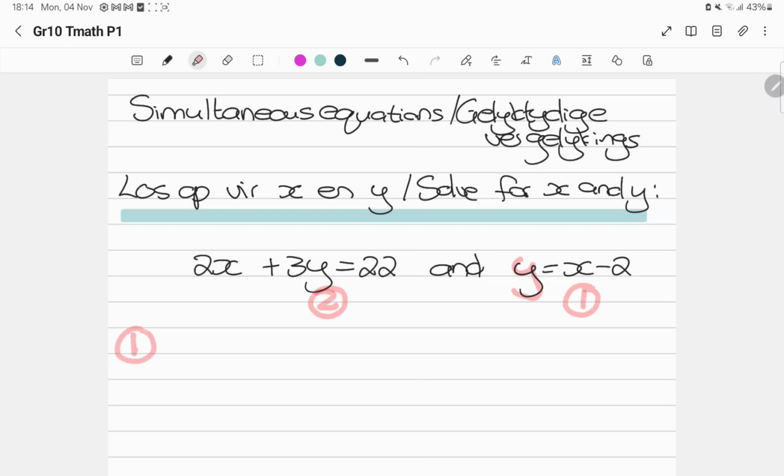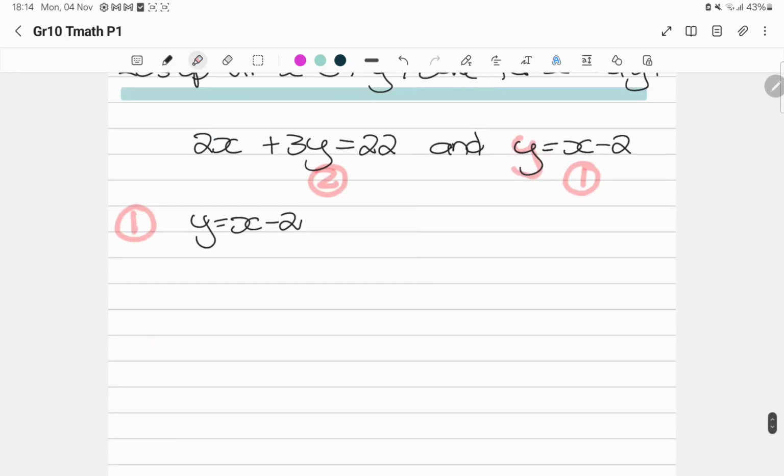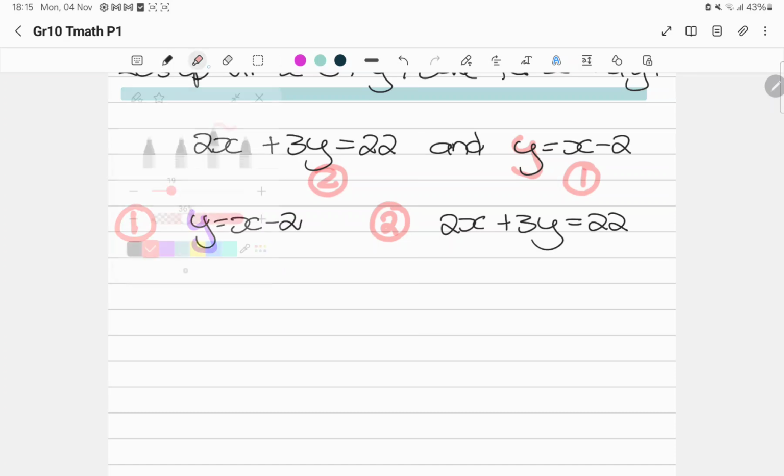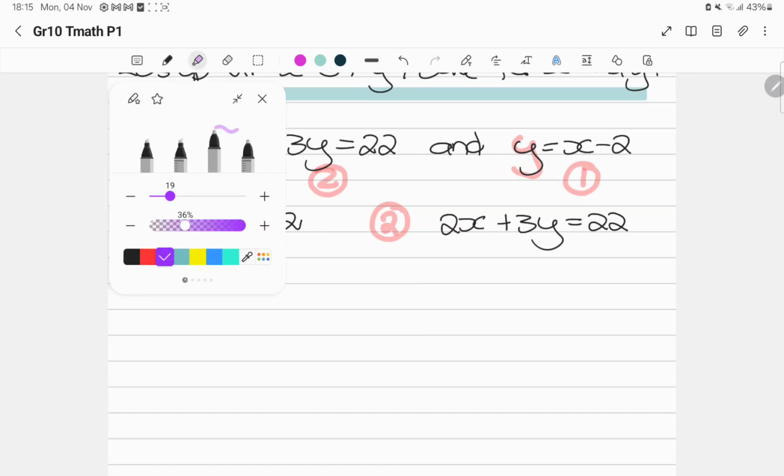I always start with equation number 1, which is y equals x minus 2. Y is already alone, so I don't need to take anything over. So I can immediately go on to equation number 2, which is 2x plus 3y equals 22. Now I need to get either just x's or just y's. I cannot work with the x and y at the same time.